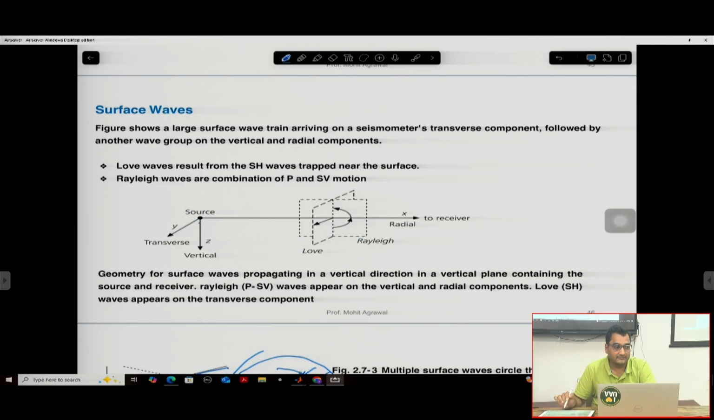Consider this as a plane. The Rayleigh wave is traveling like this, but the particle motion will be like this in the same plane. And this will be the particle motion of the Love wave. The Love wave is also traveling in the same direction as that of the Rayleigh wave. Getting me?